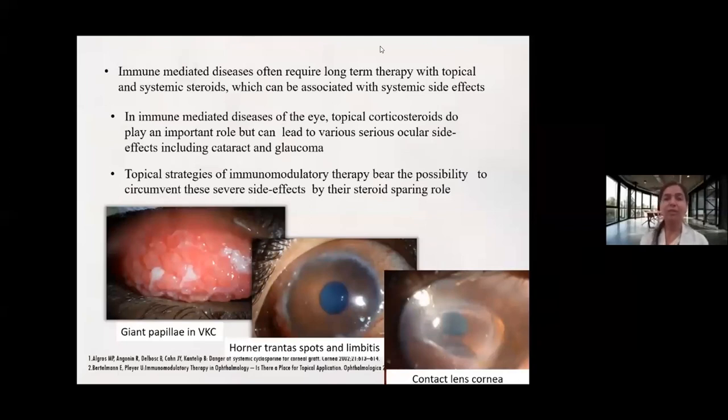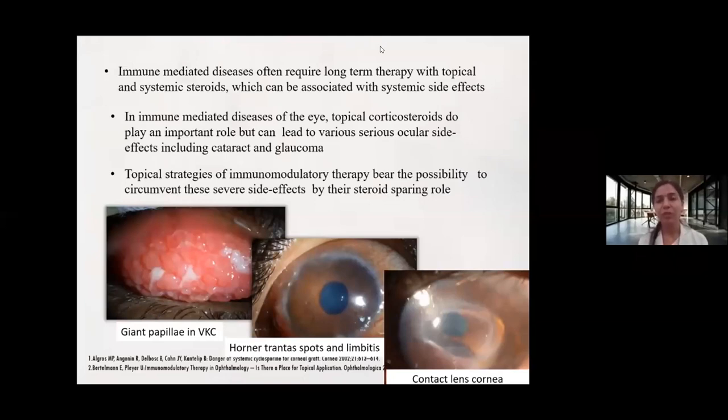In the immune-mediated diseases of the eye, again, topical corticosteroids do play an important role. And over time, if used without care or overused, abused, they can lead to cataract and glaucoma. Topical strategies of immunomodulatory therapy, the non-steroidal ones, help us to circumvent these severe side effects because of their steroid-sparing role.